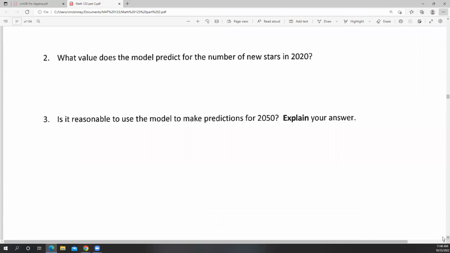So if I want to know what value it predicts for the number of new stars in 2020, then we're going to put 2020 in for X. How many new stars did you come up with there? Just to the nearest whole star, how many do you think? So about 20 stars.